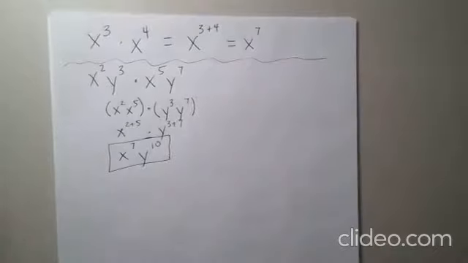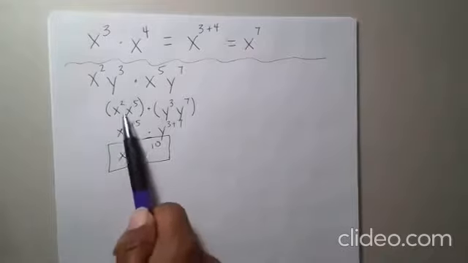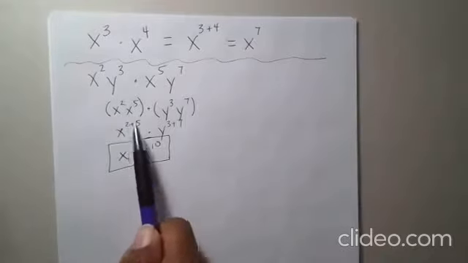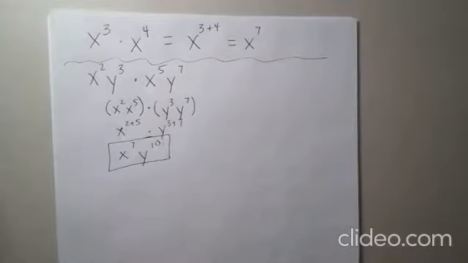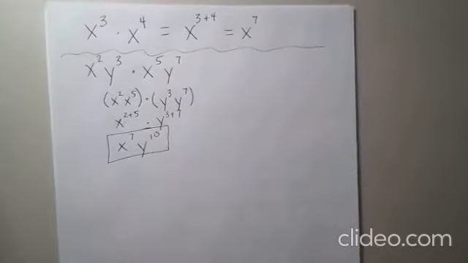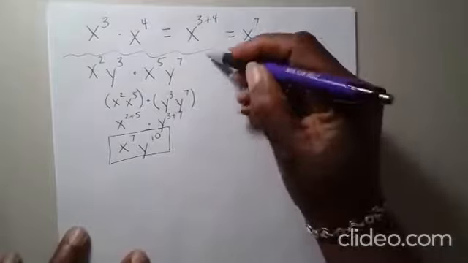And do not try to put that together and do x, y to the 17. No, that's against all the rules, or at least against the product rule. You cannot do that. You can combine the bases that are the same, add the exponents, but x's and y's are like apples and oranges. We do not put them together and then add the exponents. It's against the rules.